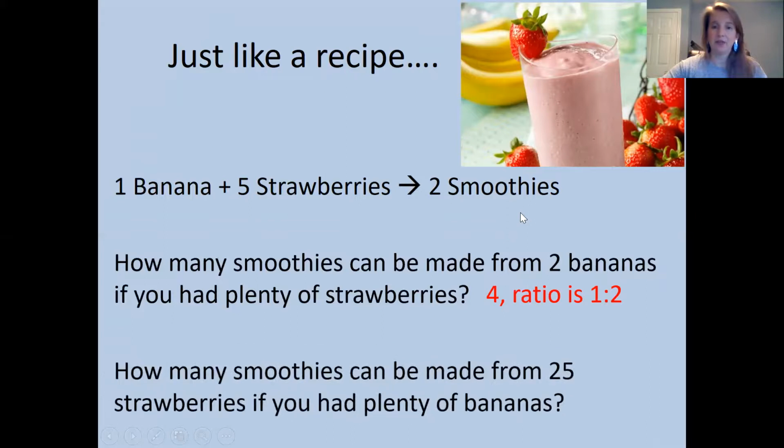If we had plenty of bananas, we weren't going to run out of bananas, but we had 25 strawberries, how many smoothies could we make? Well, we can look at this relationship here and see that 5 strawberries gives us 2 smoothies. So if we have 5 times as many strawberries, we'll be able to make 5 times as many smoothies. We'd be able to make 10 smoothies.